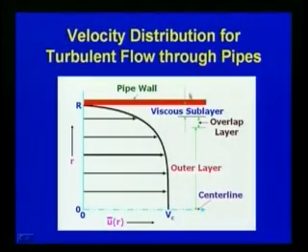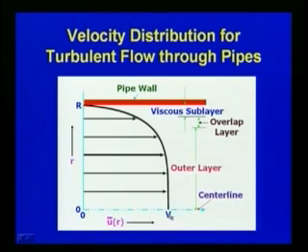Now, if you plot the velocity distribution for turbulent flow through pipes, here this is the pipe wall and this is the central line, with capital R as the radius and small r as the radius at various locations from the central line. The velocity distribution for turbulent flow will be parabolic, like this.